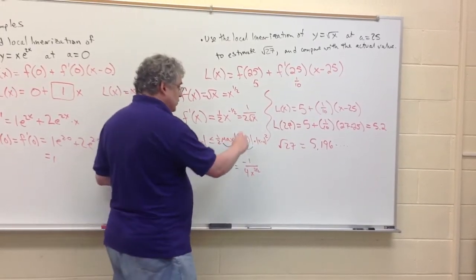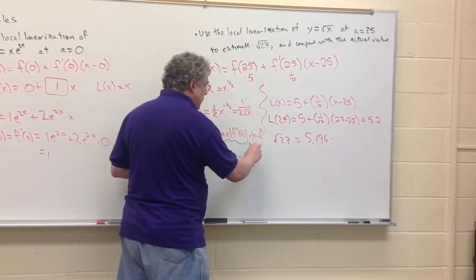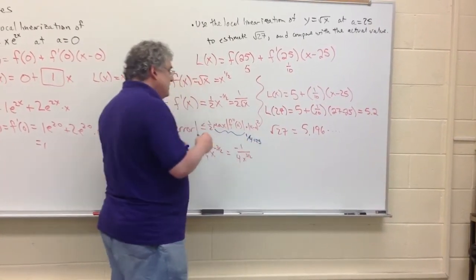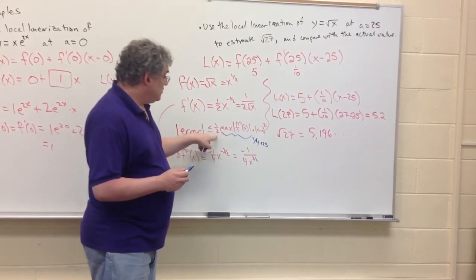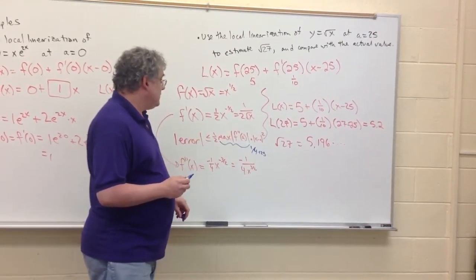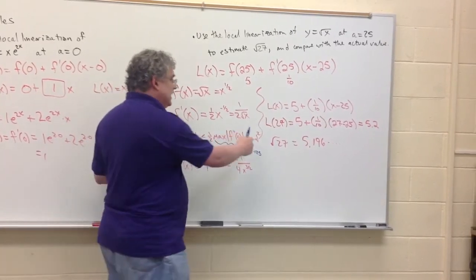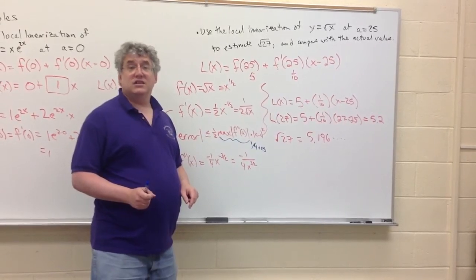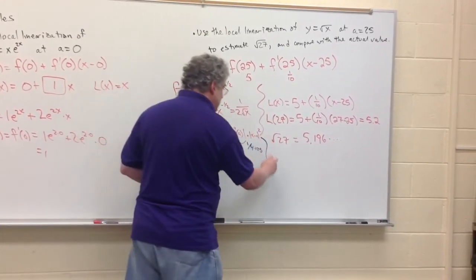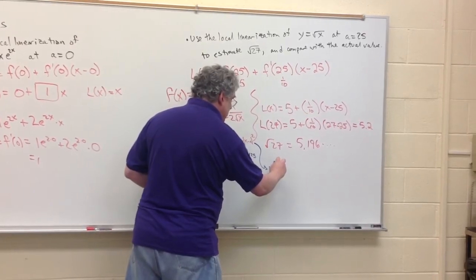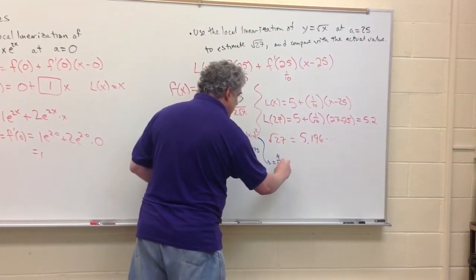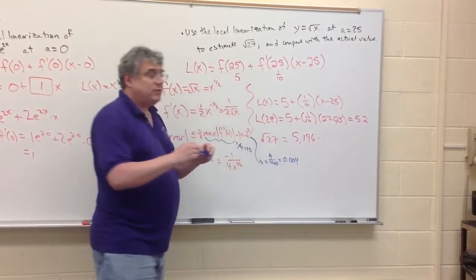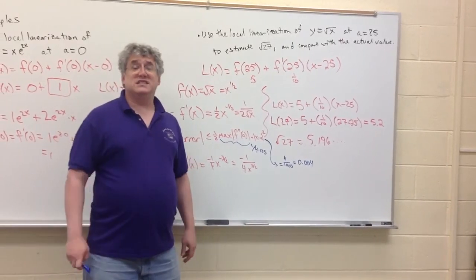So we get minus, well, absolute value gets rid of that. We get 1 over 4 times 25 to the 3/2, which is 125. So that's 1 over 500, but we have a 2 out front, so we get 1/1,000th. Here, 27 minus 25 is 2, squared. So this whole thing is equal to 4 over 1,000, or 0.004. This formula is going to be good to within 0.004.